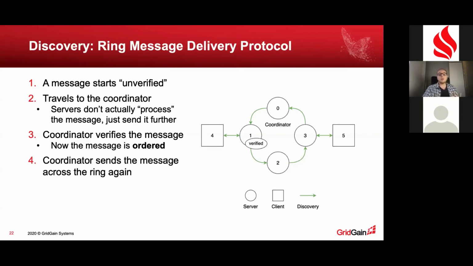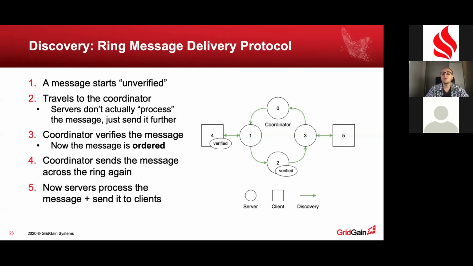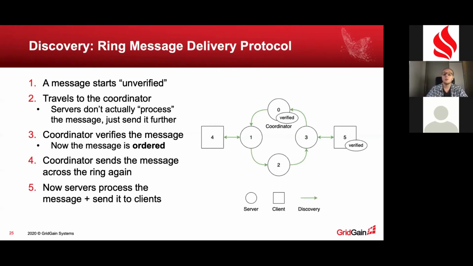So next, the coordinator, after it has processed the message itself, sends the verified message across the ring. Then all servers can now process the message and pass it not just to other servers, but also to the clients. This is how the message makes a full circle, actually 2 circles, and reaches all of the nodes, including the clients. And this is the entire message delivery protocol in the discovery subsystem.